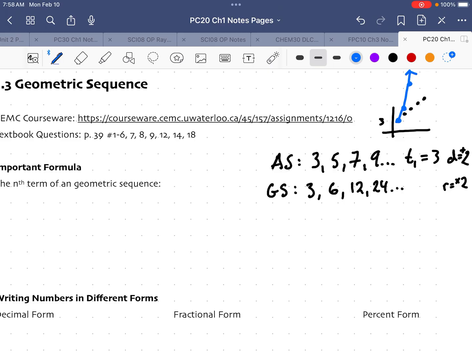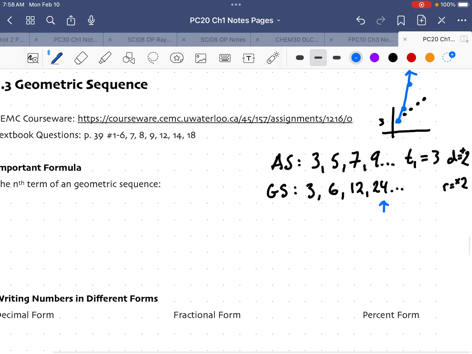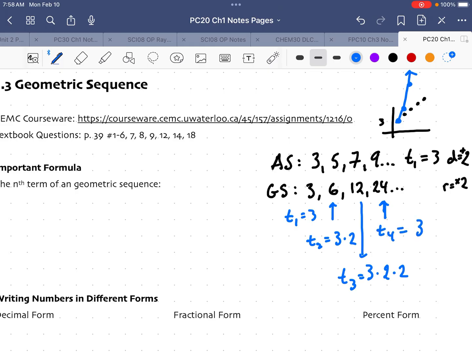Now let's take a look at how to figure out the nth term of a geometric sequence. So this one, term 1 is equal to 3. Then term 2 is equal to 3 times 2. Then term 3 is equal to 3 times 2 times 2. Then term 4 is equal to 3 times 2 times 2 times 2.